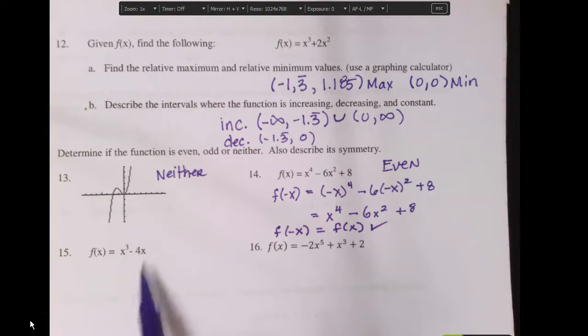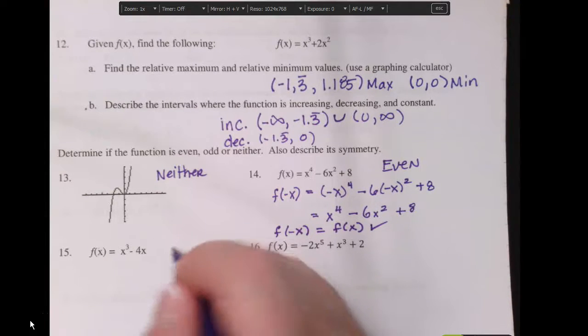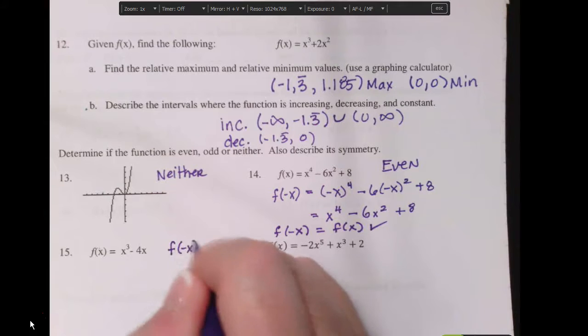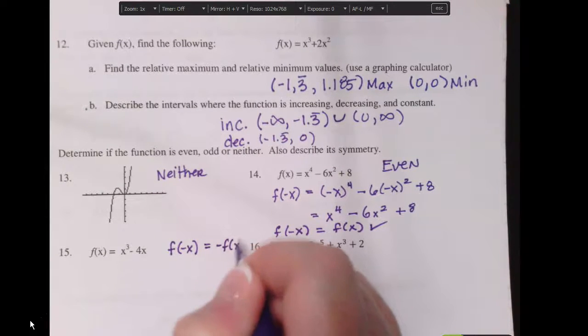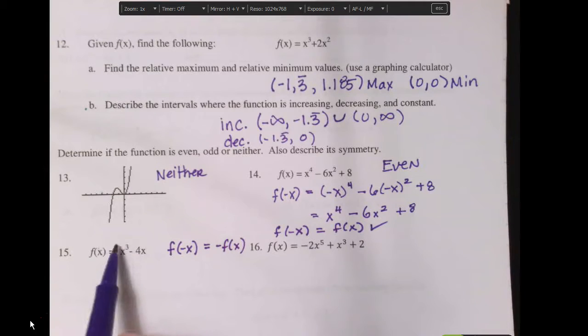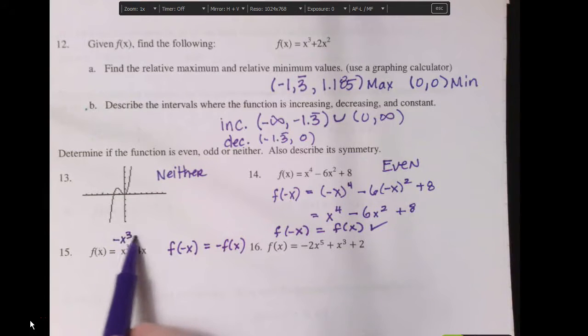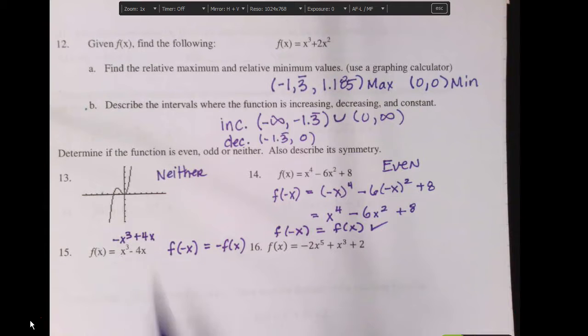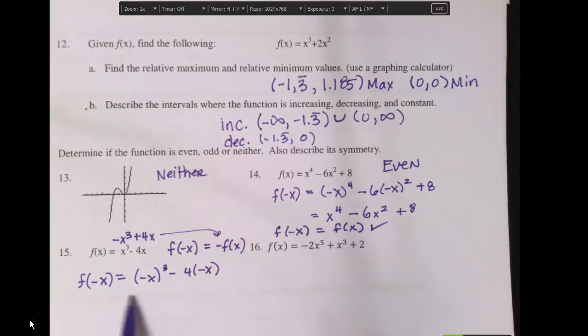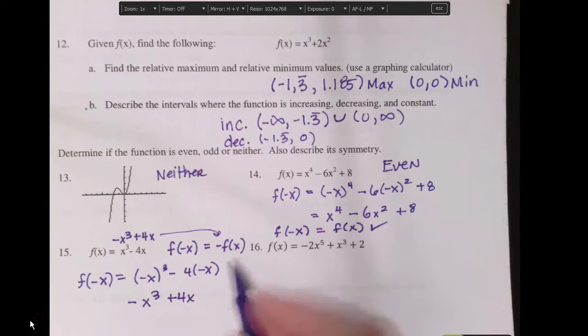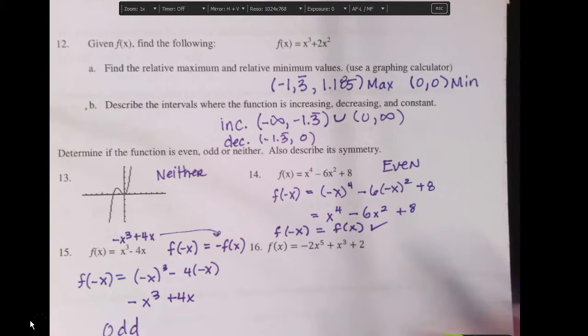So I can see here I've got a third power and a first power. So I'm predicting odd. If a function is going to be odd, we would get back the negative function. So let me just go ahead and make everything the opposite so I can see what I'm going for here. Okay, so that's what I need to happen. Now let me plug in f of negative x cubed minus 4 times negative x. So I end up with negative x cubed plus 4x. So it's a match, so this one is odd.